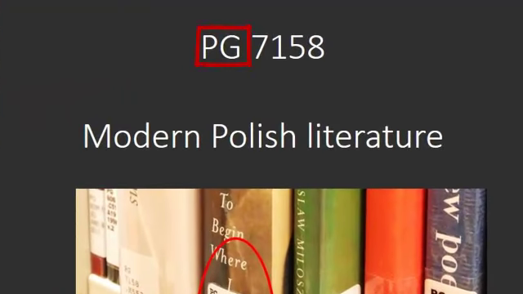The P tells us that it's about language and literature. The G is a subcategory, and it tells us that this is about Slavic language and literature. And the number 7158 tells us that this is specifically about modern Polish literature. Those letters and numbers that come after the period also have significance.